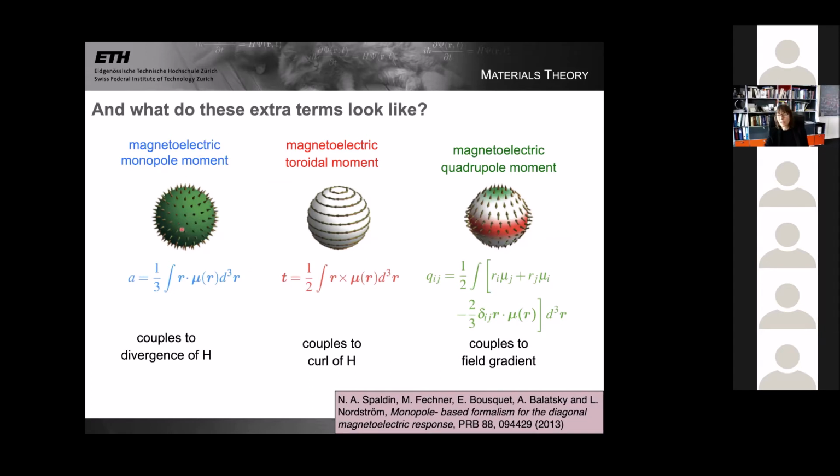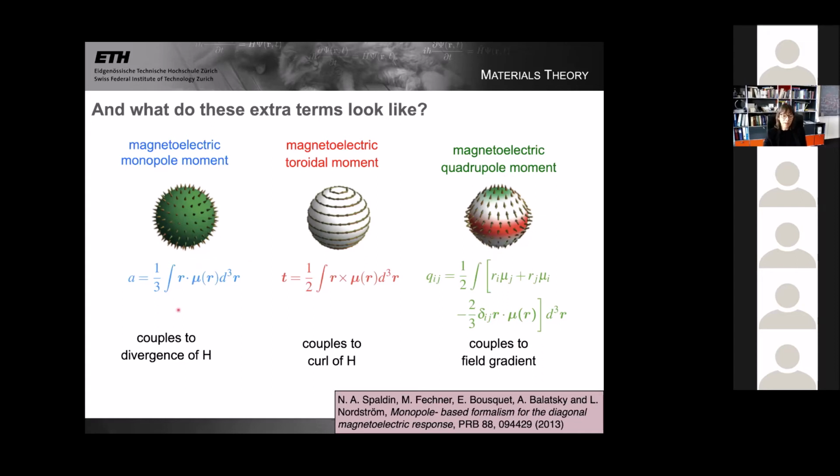I'd rather call it a hedgehog because it's not a true magnetic monopole. It's a magnetization texture that has non-zero scalar product between R and mu, and R. It's not a true monopole, but they're often called the magnetoelectric monopole, the magnetoelectric toroidal moment, and the magnetoelectric quadrupole.